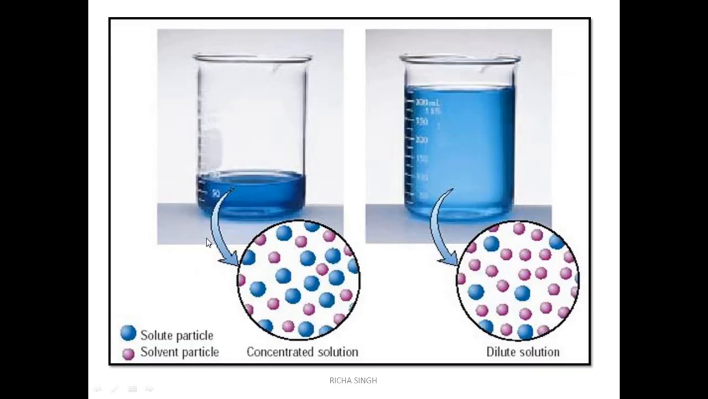Next is on the basis of solute. Solutions can be concentrated solution and dilute solution. In the slide you can see that in this one the solute particles are more in comparison to the solvent. Such solutions which have more amount of solute than solvent are known as concentrated solutions. And in a dilute solution, the amount of solvent particles is more and solute is less.